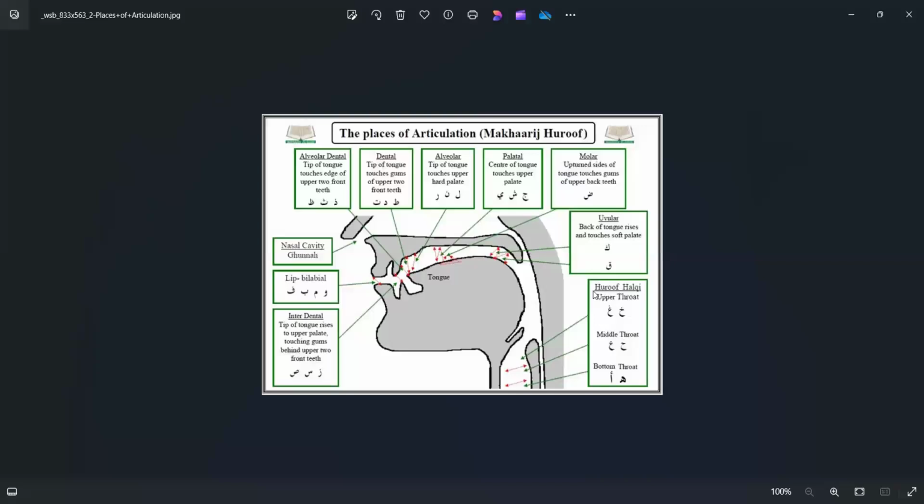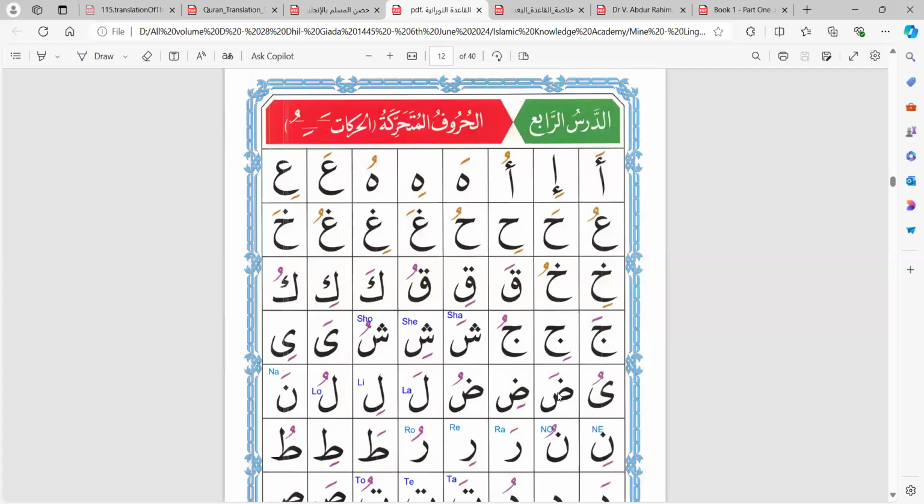In this letter you notice that the tongue, or the side of the tongue, one of the 2 sides of the tongue, rises up to touch the gums of the upper back teeth. So here we have ضاد. So we have ضاد فتحة ضا, ضاد كسرة ضي, ضاد ضمة ضو.